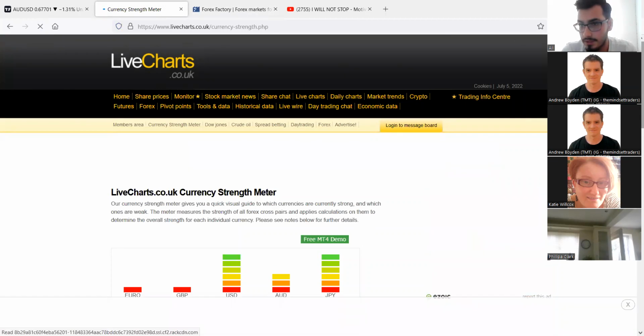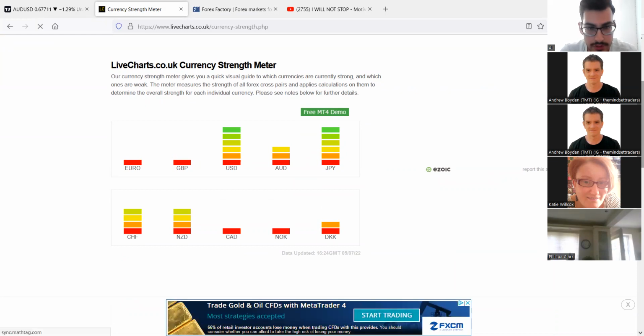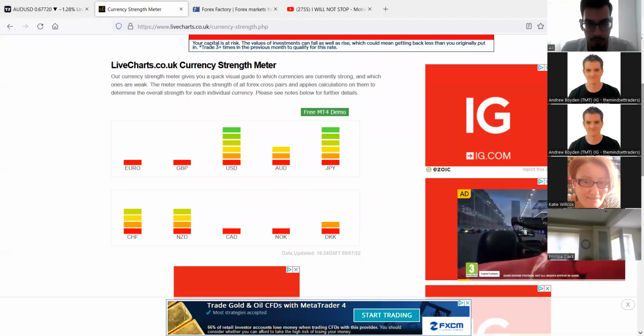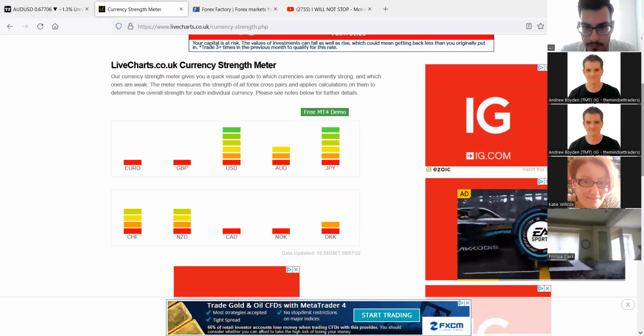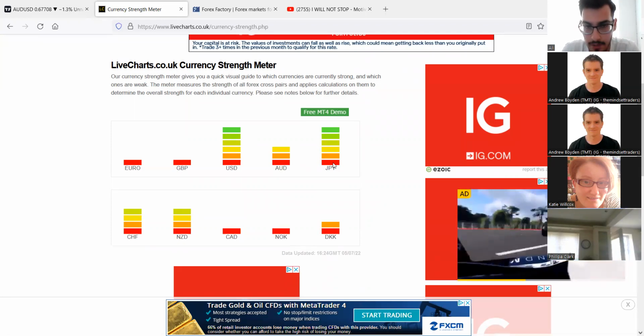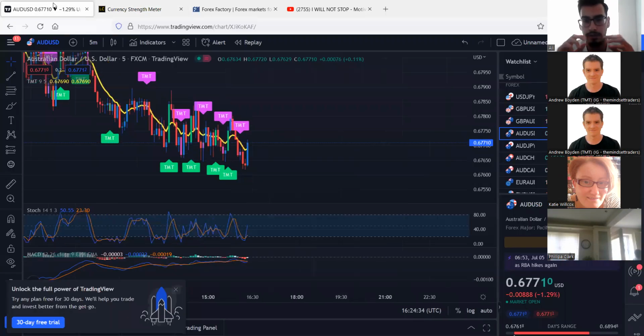Just going to refresh this, see what the currency strength is doing now. By the looks of it, AUD/JPY is good, AUD/USD is good, EUR/USD is a good trade. EUR/AUD is not bad. But what I would stick with at the moment is AUD/JPY and EUR/USD possibly. By the looks of it, AUD/JPY is bearish. EUR/USD is bearish. So we would like to go for bearish positions.